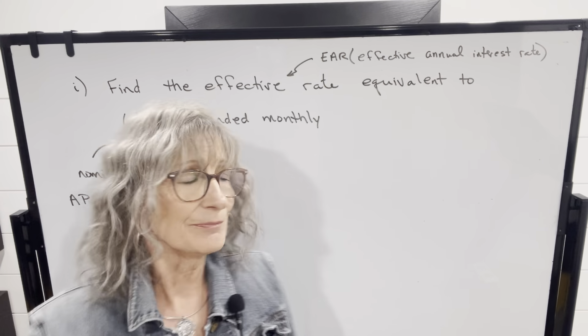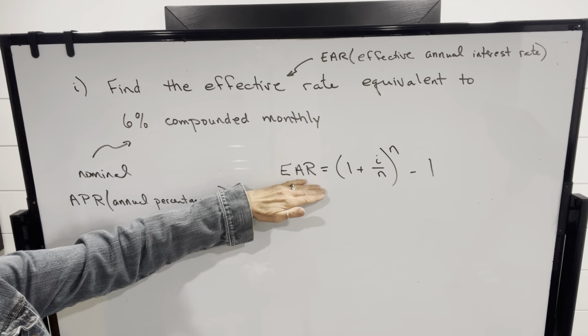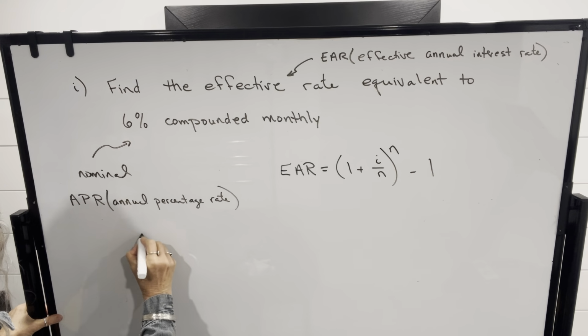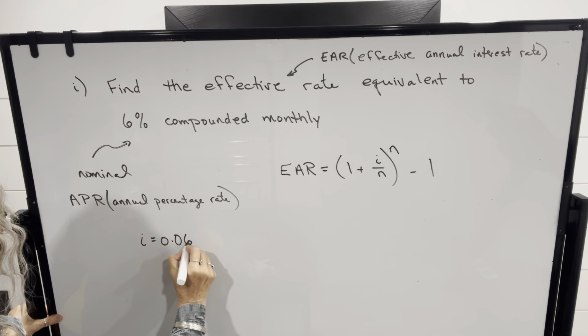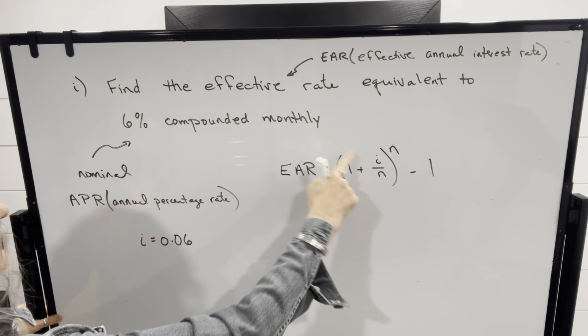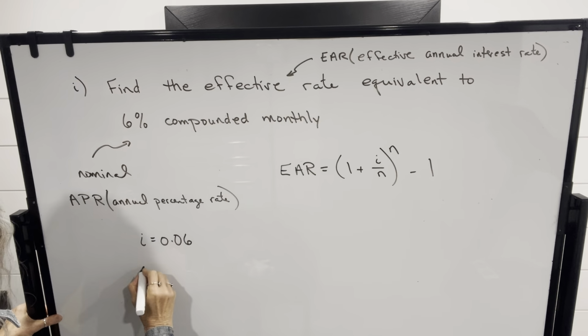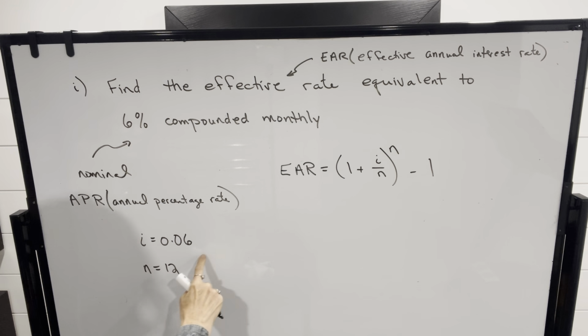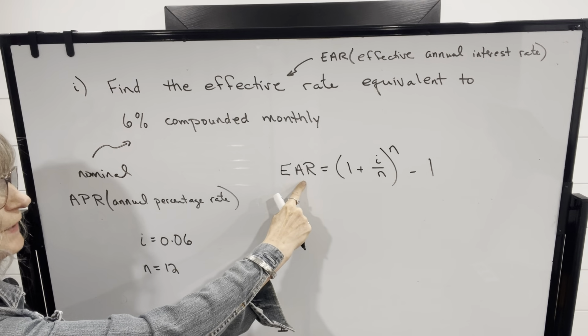Let's use our formula. So we're finding the effective interest rate. We need to know i. i is 6%. And we need to know n. If it's compounded monthly, that means there are 12 compound periods in a year. And we're just going to plug those values in and find the effective rate.